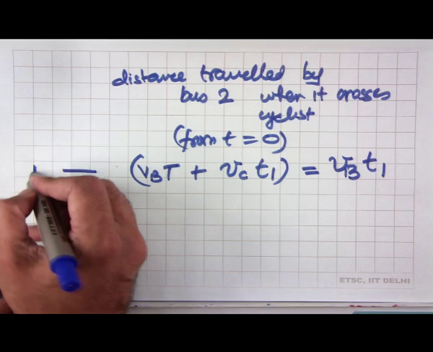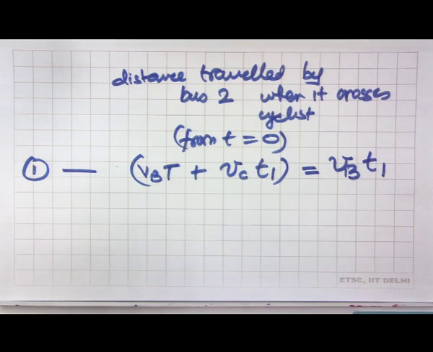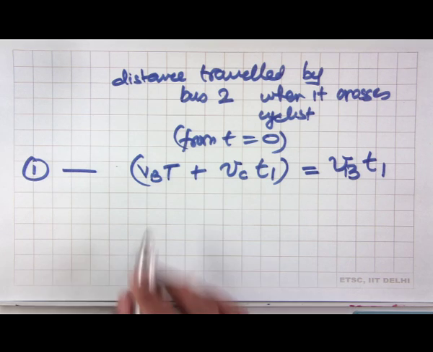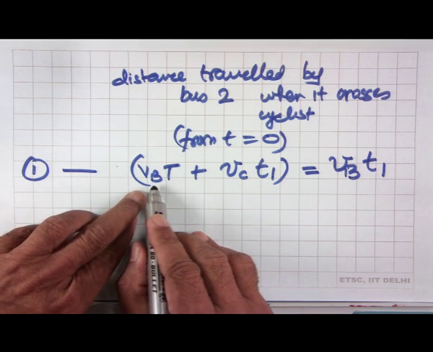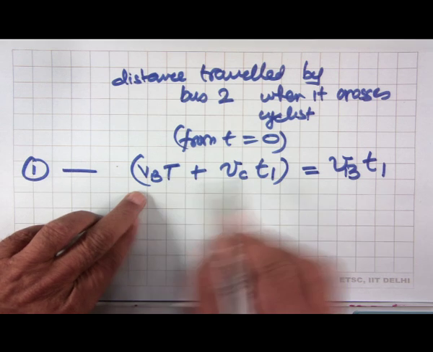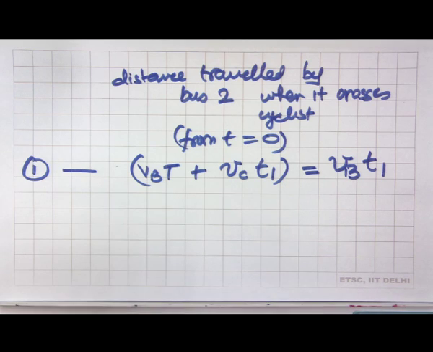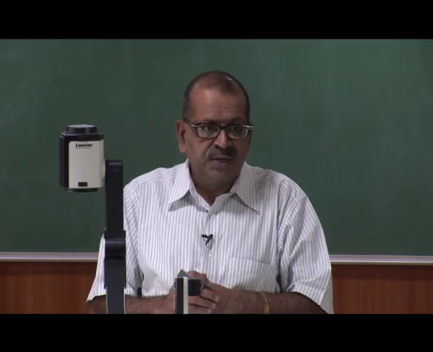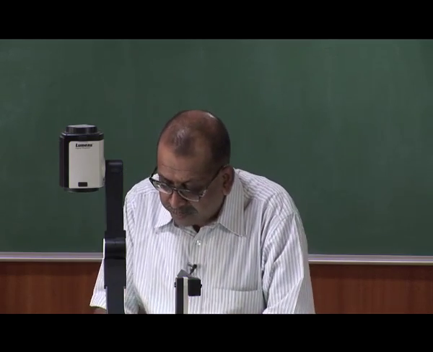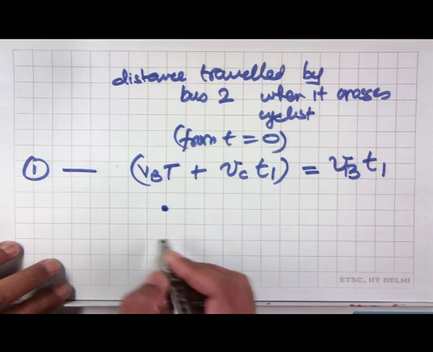This is relation 1, and we now analyze the other side. Now, if we look at this relation, there are two unknowns, Vb and T. Vc is given to us, t1 is given to us. So, in this relation we have one equation, but two unknowns. So, we need one more equation, and for that we look at the buses travelling in the reverse direction.